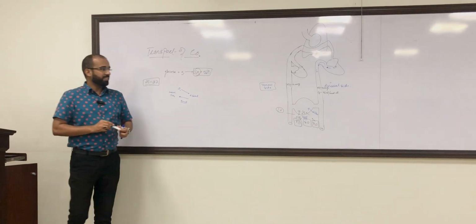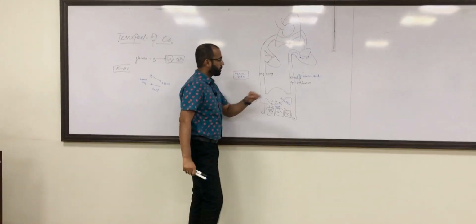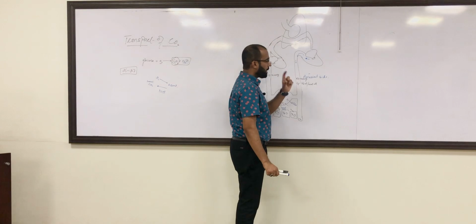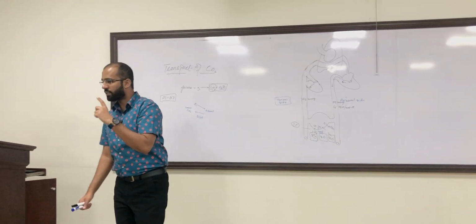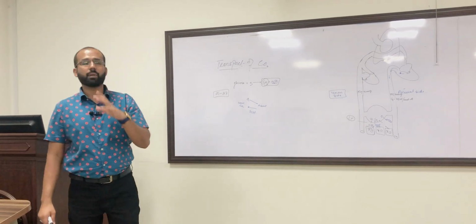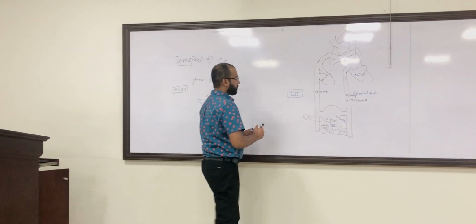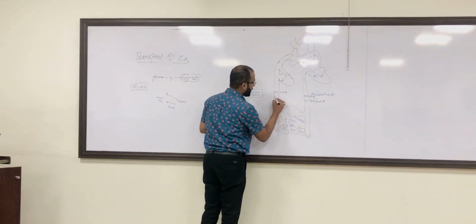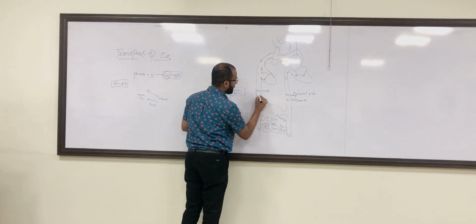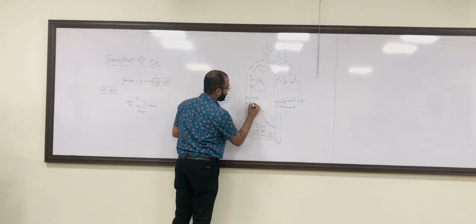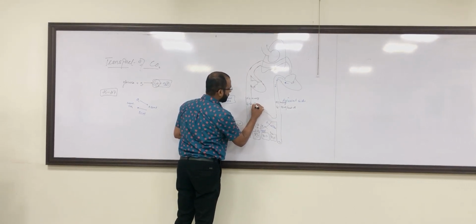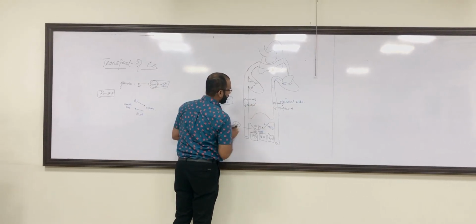So on the arterial side, this is important to learn. In the arterial side, per 100 ml of blood, how much carbon dioxide is contained? It contains 48 ml. And what about the venous side? The carbon dioxide present in the venous side is about 52 milliliter per deciliter, or 100 milliliter.